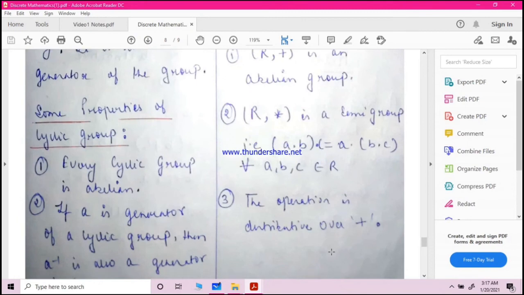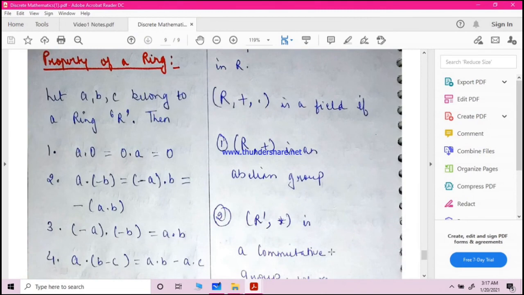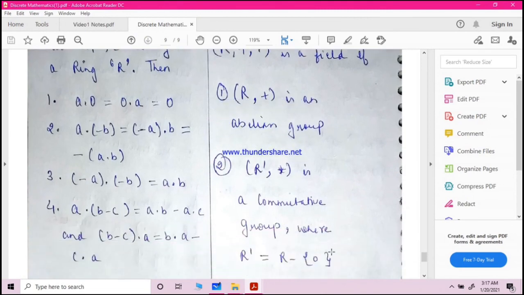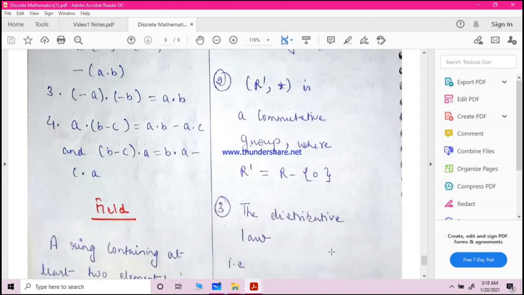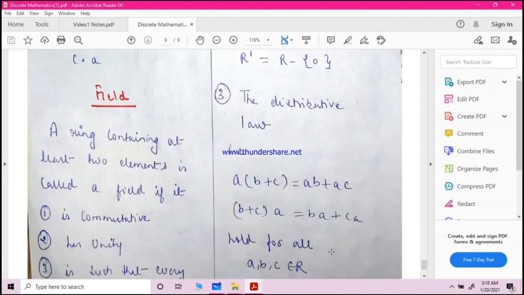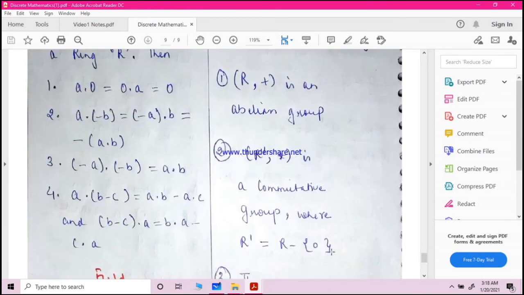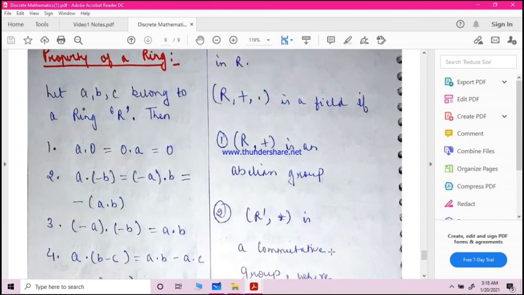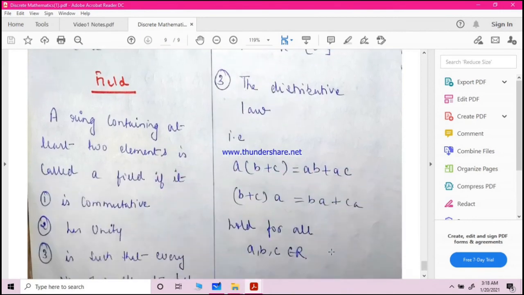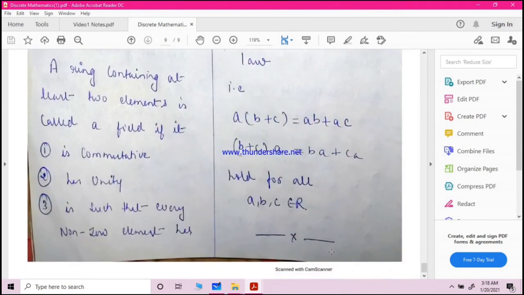So there are some properties of a ring also. Let A, B, C belong to a ring R, then A into B and B into A give you the identity element. If this gives you this, then all the above properties are true. What is a field? A ring containing at least two elements is called a field if it is commutative, has unity, and is such that every non-zero element has a multiplicative inverse in R, and all the properties that are mentioned. (R, +) is an abelian group, the commutative group, distributive law. All these properties are true.